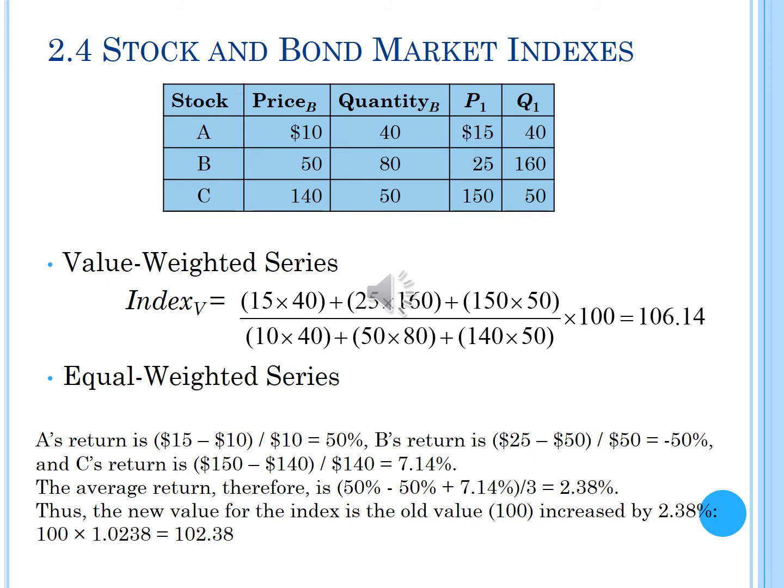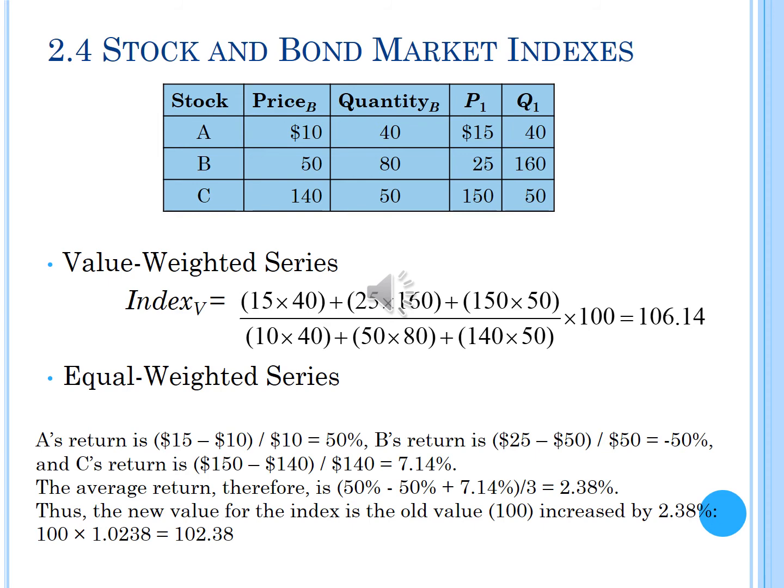Whereas if we apply the same inputs to an equal weighted series, we need to first figure out the returns on each stock based on the changes in their prices. So we look at the return on stock A. The price changed from $10 per share to $15 per share. We can calculate the simple return by the simple formula of 15 minus 10 divided by 10. That would give us a 50% return on stock A.